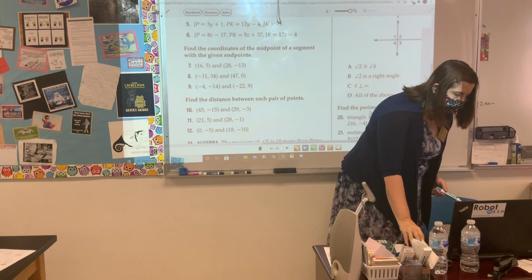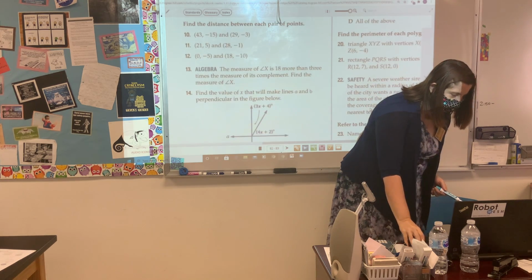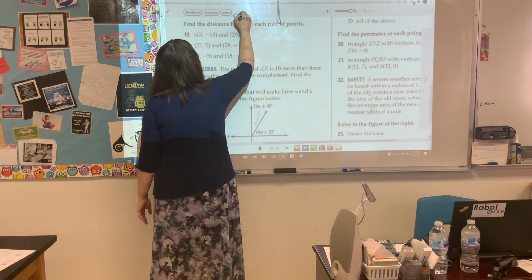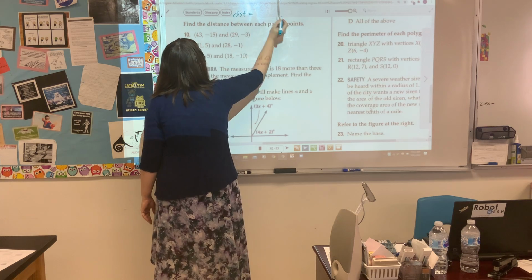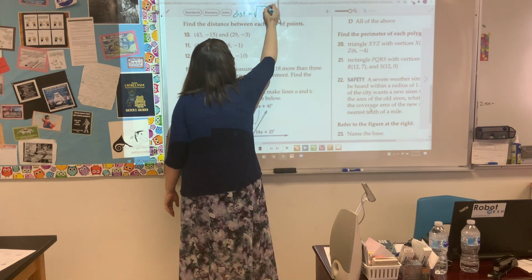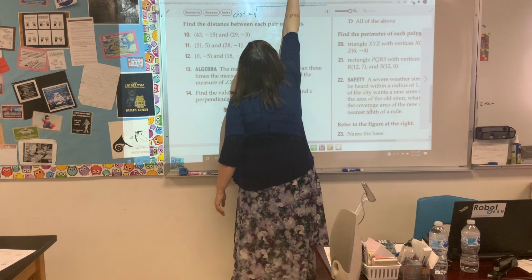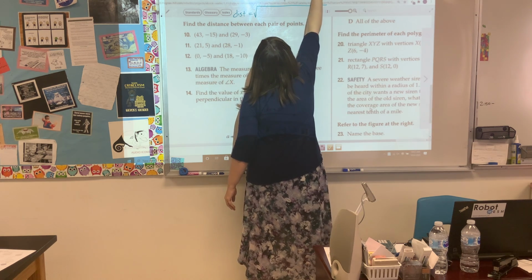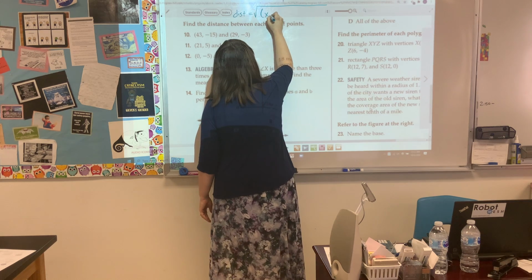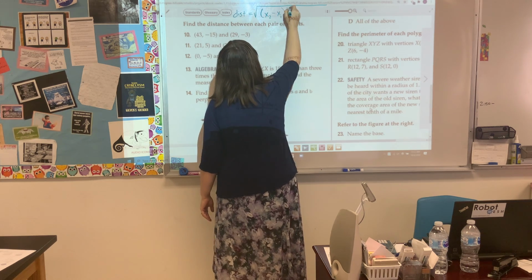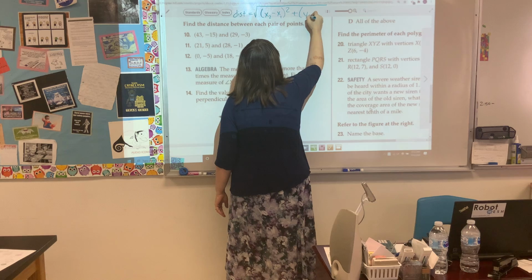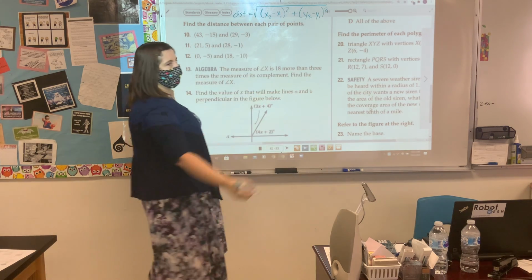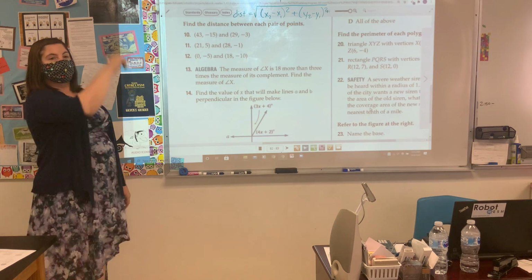I know how to find the distance. What's my formula? It's x2 minus x1 squared plus y2 minus y1 squared, and the square root of all of that. Don't forget that square root.